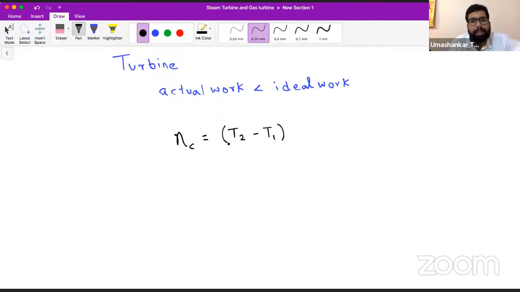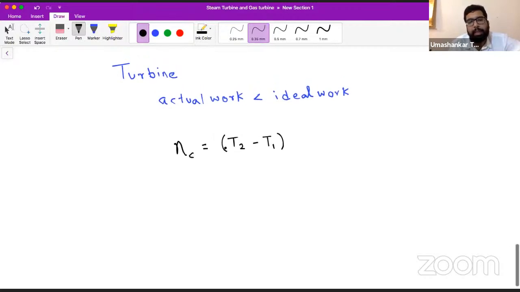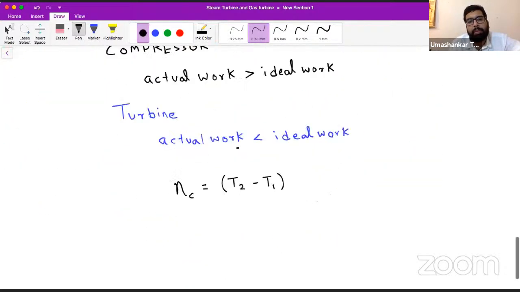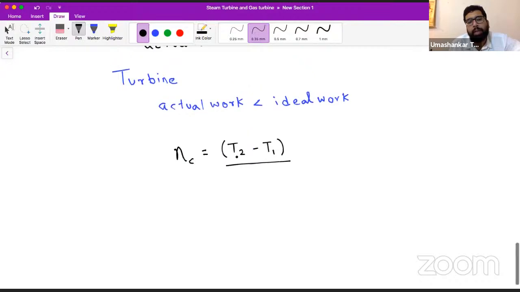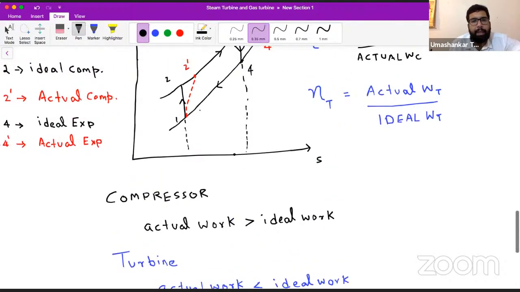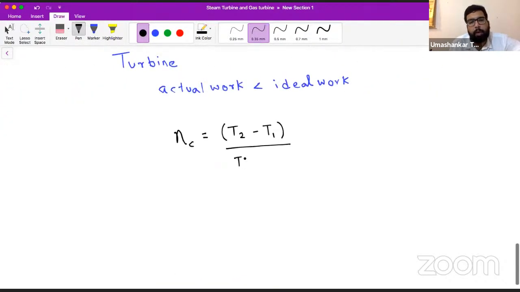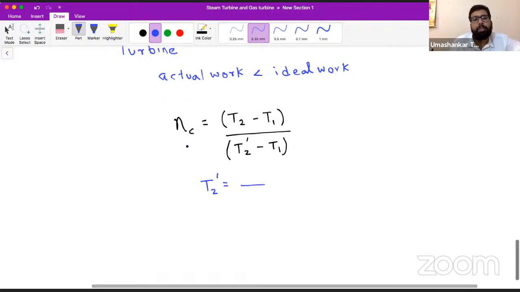Okay, or you can say Cp(T2 minus T1), but Cp will be cancelled out, so I have not written it in case of the gas cycle. In case of the gas cycle, for the actual you can write T2 dash minus T1. So generally, if the compressor isentropic efficiency is given to you, you are required to find this T2 dash, or vice versa. T2 dash is generally found from the equation of isentropic efficiency.